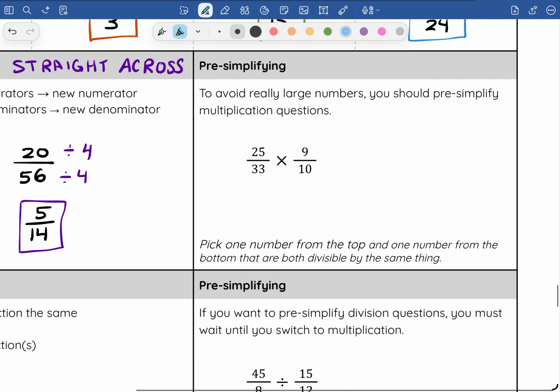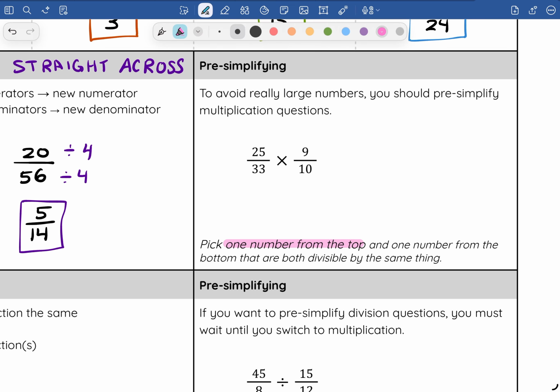And so what we're doing here is we're picking one number from the top and one number from the bottom that are both divisible by the same thing. So just looking at these numbers here, does anything stand out as having factors in common? Yeah. 25 and 10. That's what I saw first too. So we see 25 and 10, and those are both multiples of 5. So we know that they can both be divided by 5. And so when we do that, 25 divided by 5 is 5. 10 divided by 5 is 2. So already we've knocked these numbers down to being quite a bit smaller.